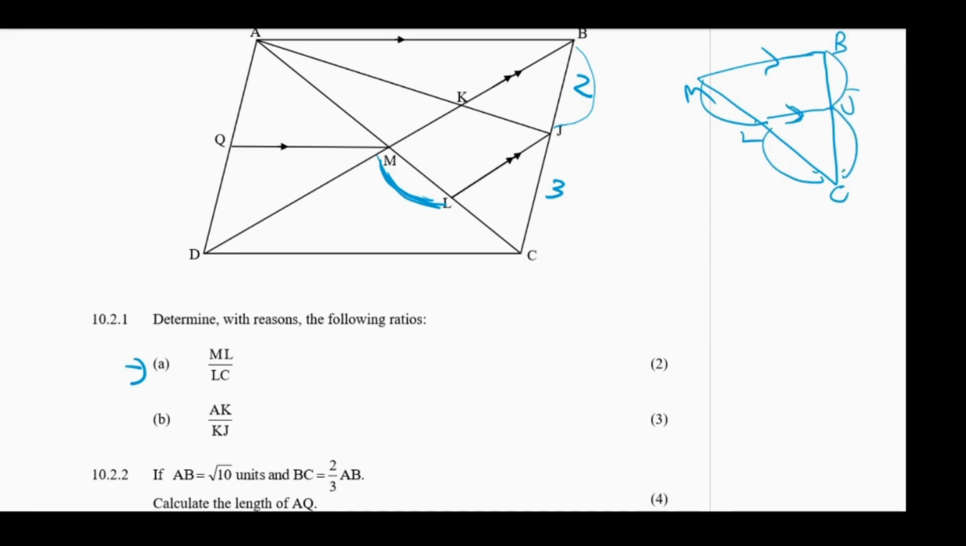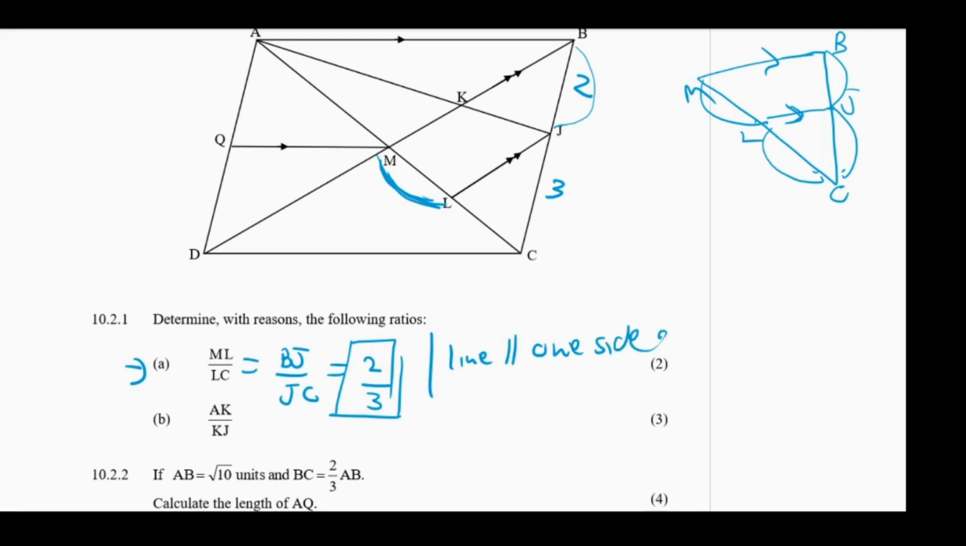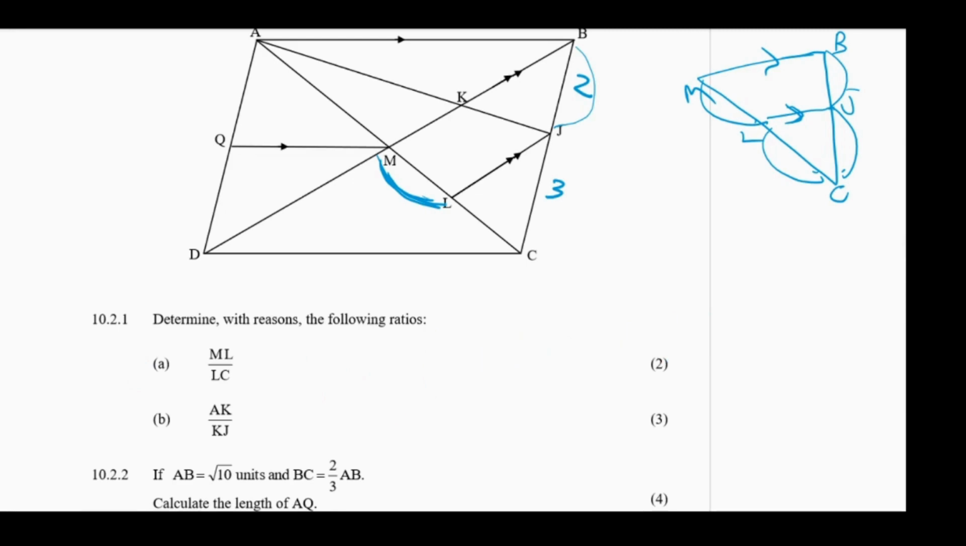So ML over LC is equal to BJ over JC, which is equal to, what is BJ? It's 2. What is JC? It's 3. So this would be the solution, right? Yeah, so you can write the reason for this is line parallel to one side of triangle, right? So then now we go to the B part of this problem here.